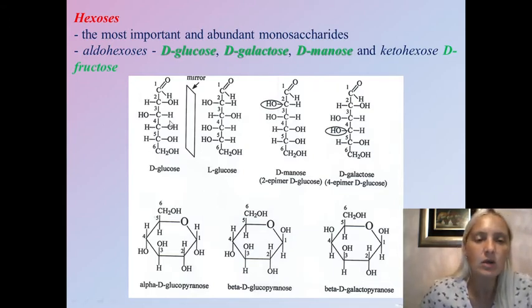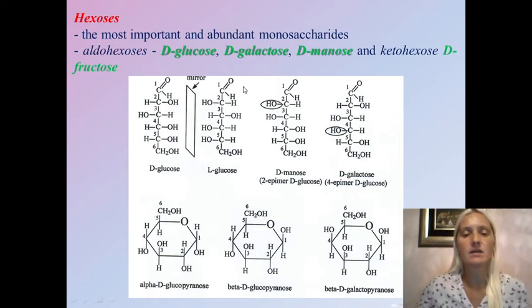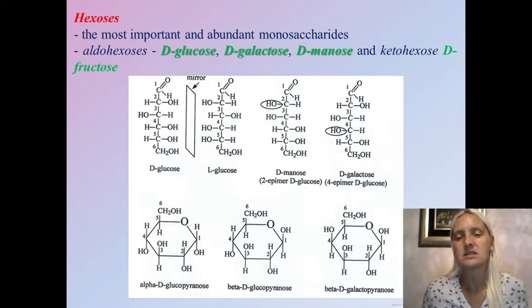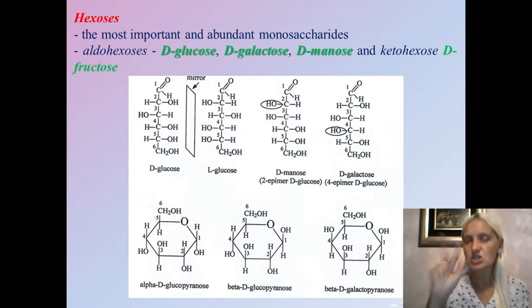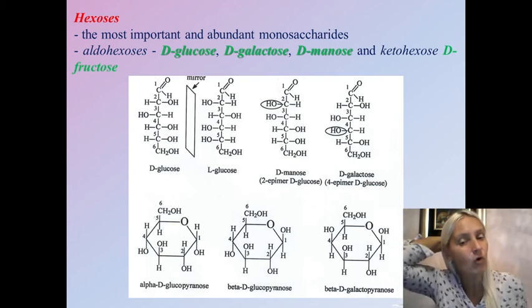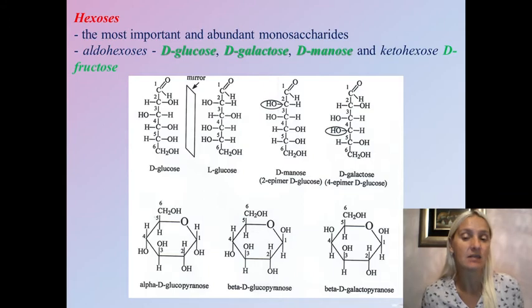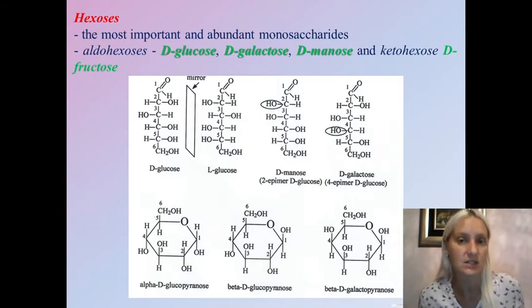Then the epimers. If I have a molecule of glucose and I change the position of the OH group on only one carbon atom, so here it was on the right, now it's on the left, I have the 2-epimer of D-glucose, and this monosaccharide is marked as mannose. And one more example, if the OH group is positioned oppositely on C4 only, we have the 4-epimer of D-glucose, and that is nothing else but the molecule of galactose.